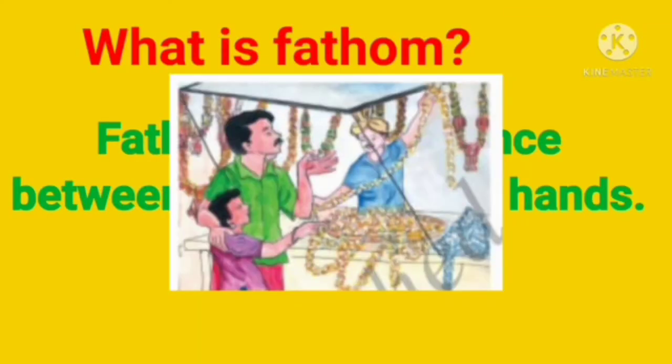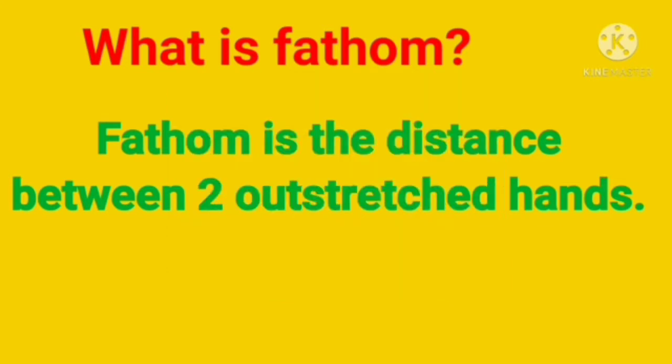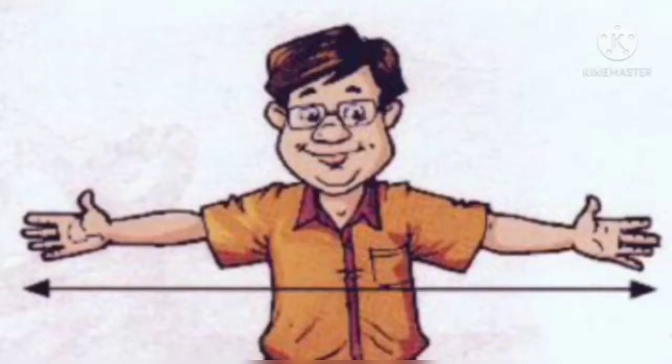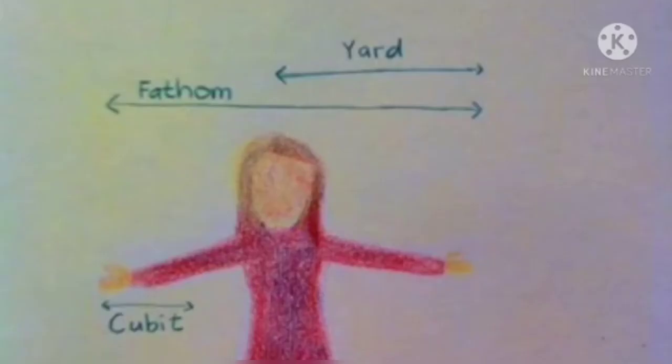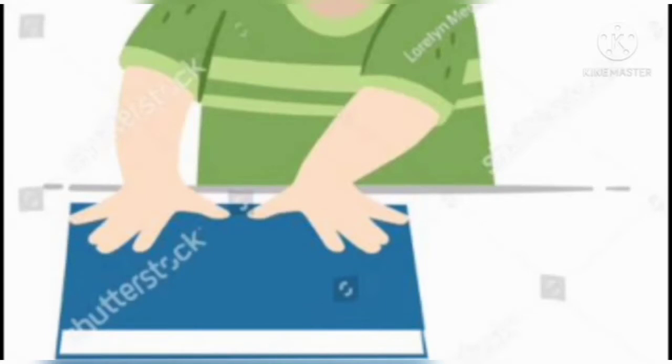What is fathom? You would have seen flower vendors measuring the flowers using fathom. Fathom is the distance between two outstretched hands. Fathom is a non-standard measurement and length differs from one person to another. Another way of measuring length is handspan.